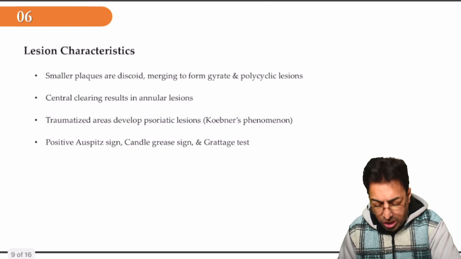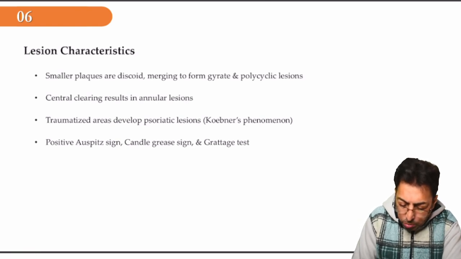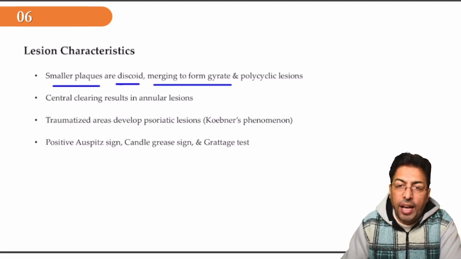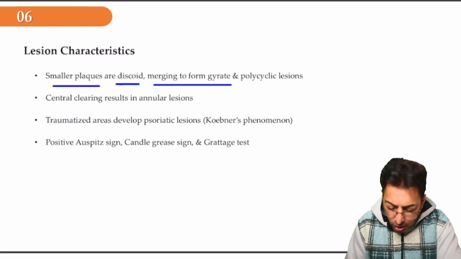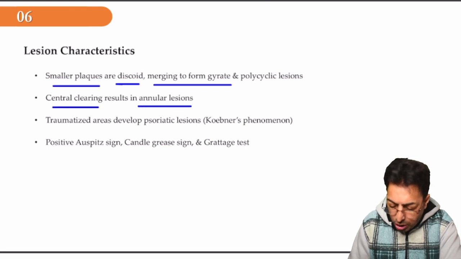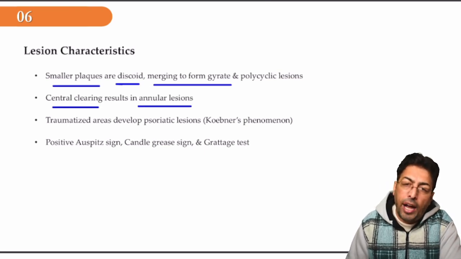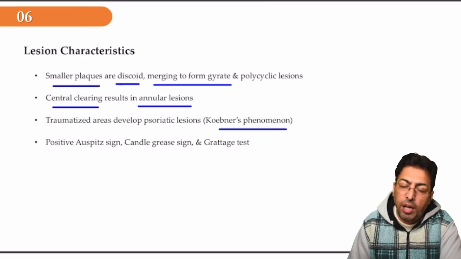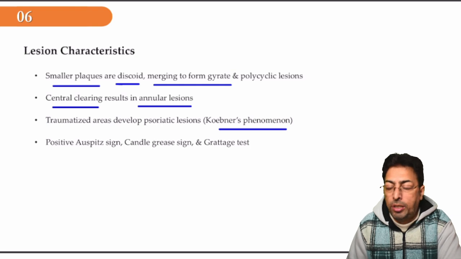Now, characteristic lesions. What is important? Smaller plaques are discoid and they sometimes merge to form gyrate lesions. Very important. Central clearing results in annular lesions. That's important. And I mentioned, any patient who goes on rubbing the skin can develop psoriasis at those sites of trauma. That's the Koebner phenomenon. And that Koebner phenomenon is tested by multiple tests.